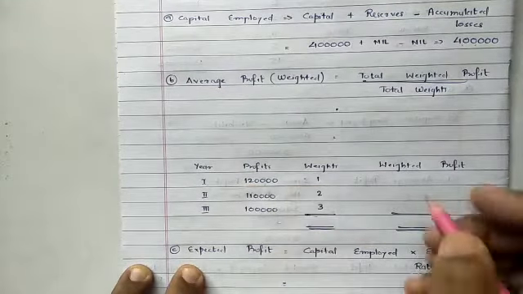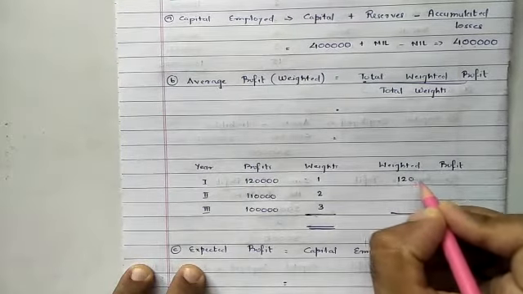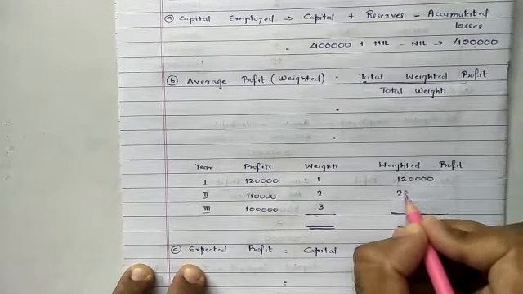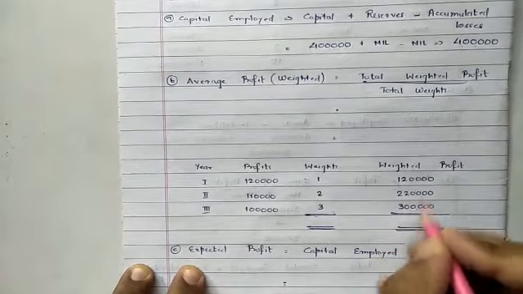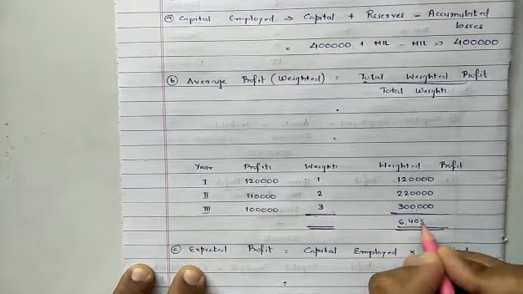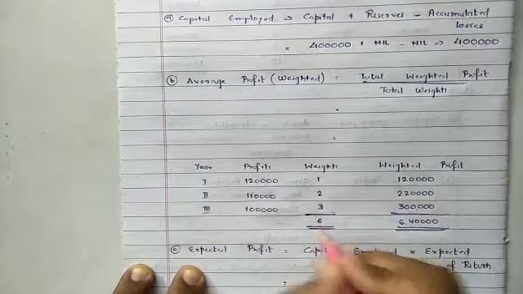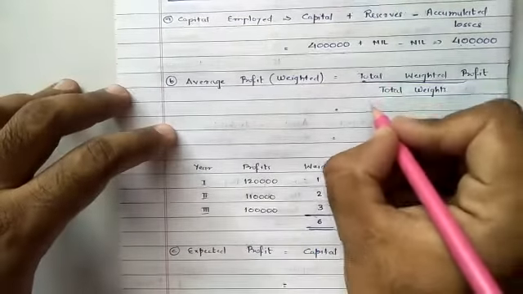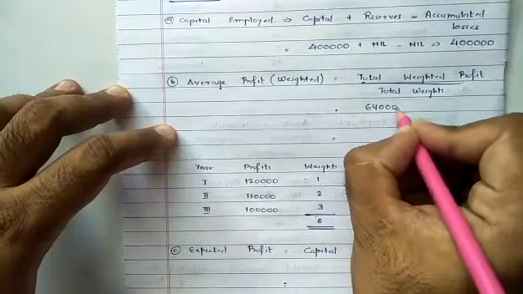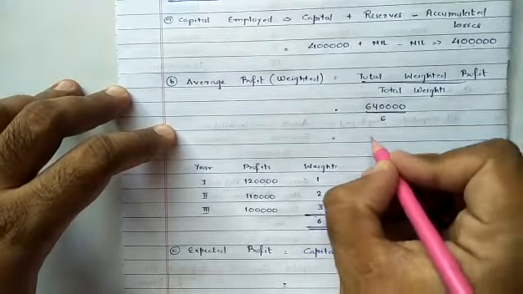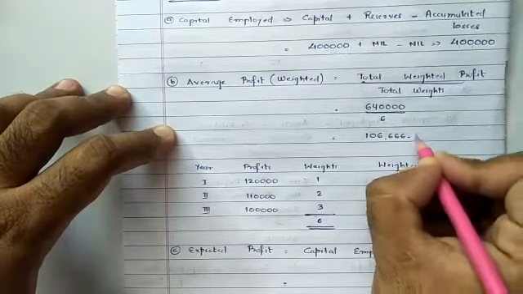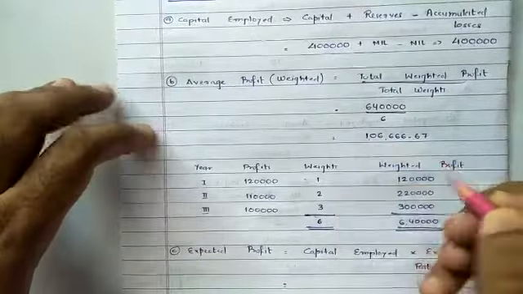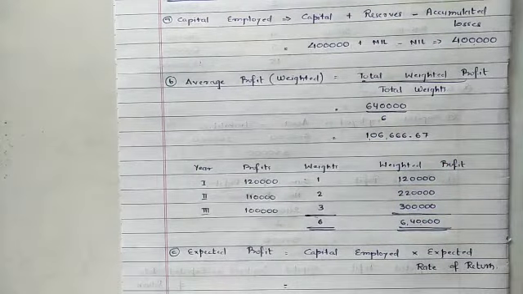Now multiply profit and weights. 1 lakh 20 into 1 is 1 lakh 20,000, 1 lakh 10 into 2 is 2 lakh 20,000, and 1 lakh into 3 is 3 lakh. Then adding up all these, the sum of weighted profit is 6 lakh 40,000 and the sum of weights is 6. Applying the same in the previous equation, 6 lakh 40,000 divided by 6. On simplification, the resulting answer would be 1,06,666.67. You can round it off to the nearest rupee immediately or later on. I am keeping it this way only.